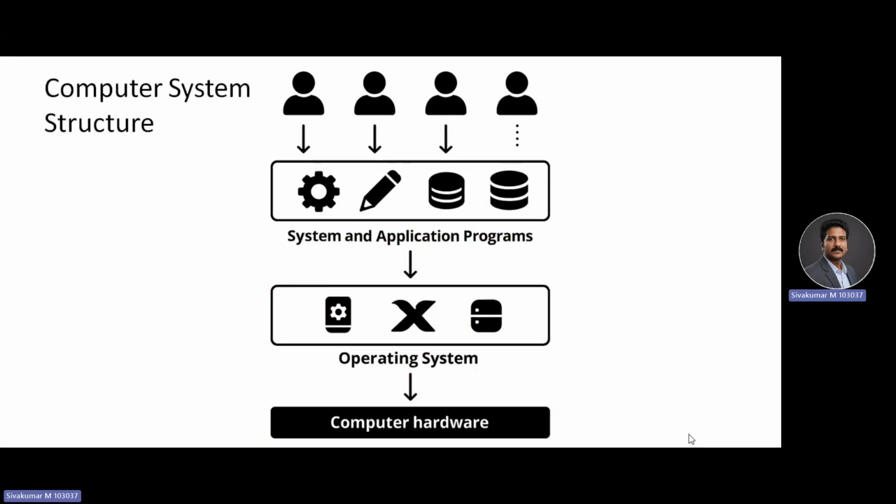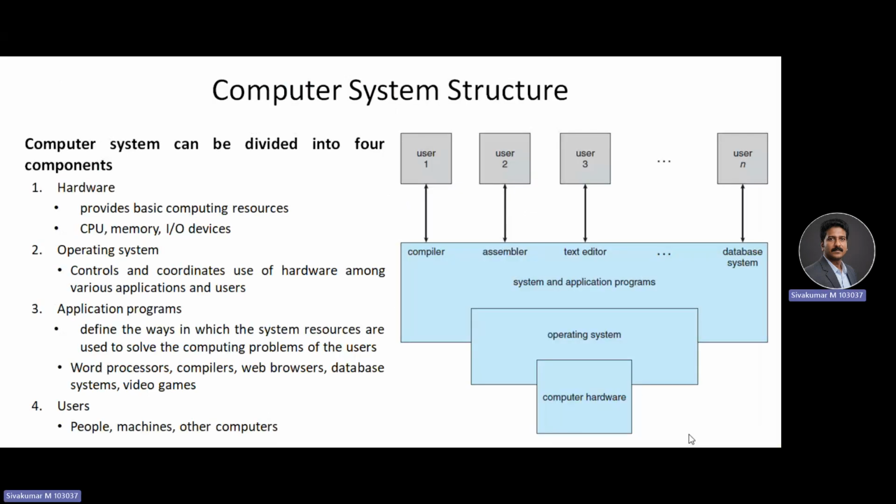So as we've seen, the user interacts with the operating system through system and application programs. The operating system further interacts with the computer hardware. So these are the components in a computer system. There are hardware, operating system, application programs, and users. These are the components of any computer system.